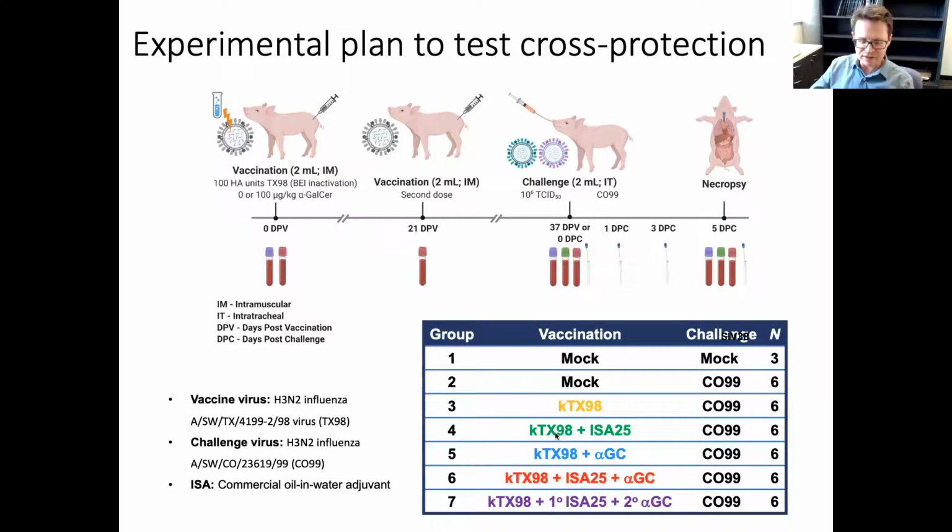Okay, so here are the different treatment groups. We have vaccine, and then vaccine with the commercial adjuvant, which we wanted to compare against vaccine with alpha-galsa. And then we put both kinds of adjuvants together, the ISA 25 and alpha-galsa. And then we have the 7th treatment group, where in the first vaccination, they got ISA 25 as the adjuvant, and in the second vaccination, they got our alpha-galsa to activate NKT cells. And then to test heterologous immunity, we subsequently challenged the pigs with Colorado 99, which is another H3N2 virus, but belonging to a different cluster than our Texas 98 H3N2 virus vaccine.